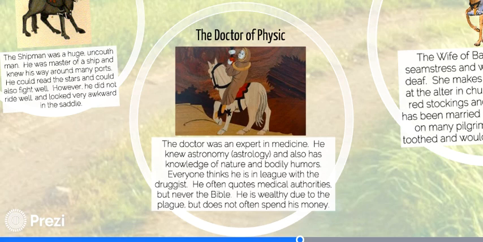Then you have the doctor, and really it's of physic, which basically means that he was an expert in medicine and watched the stars as well. He also had knowledge of nature and bodily humors. Everything that he does is in cahoots with the druggist. So I want to explain that to you. The druggist is like someone who would have all of the medicines, the pharmacist, okay?